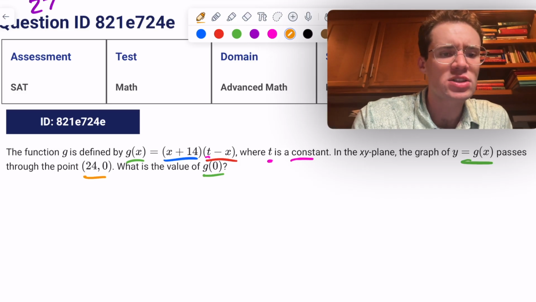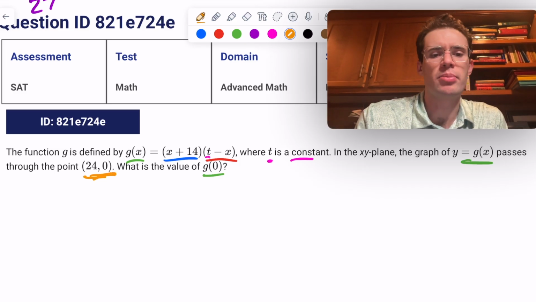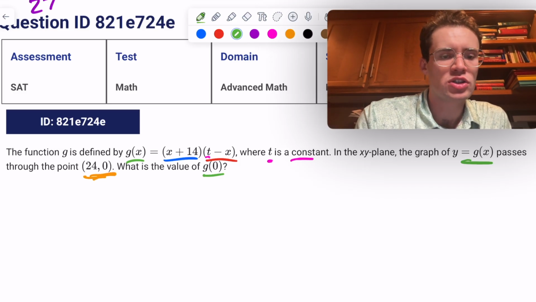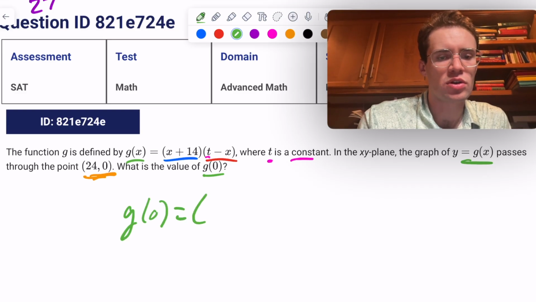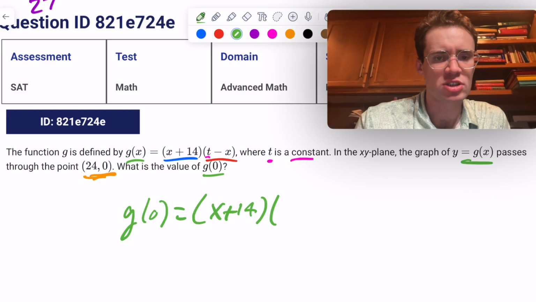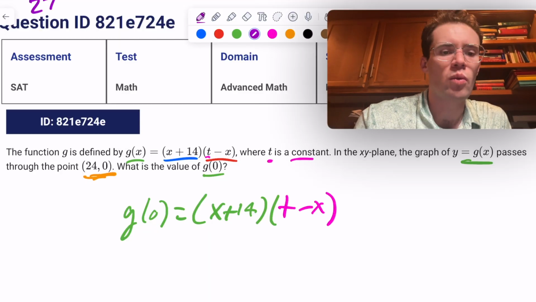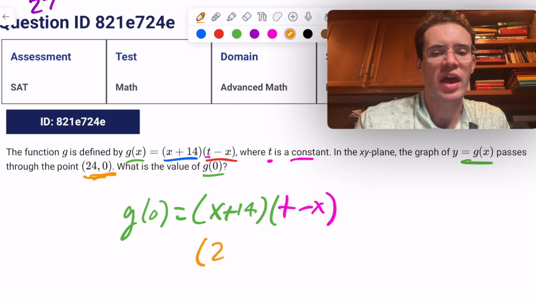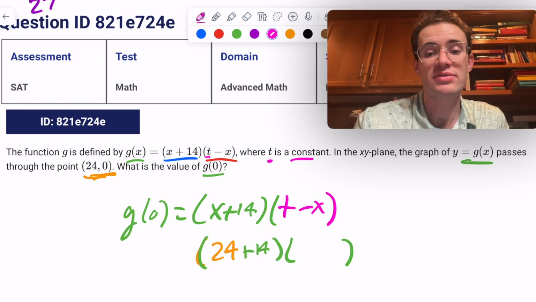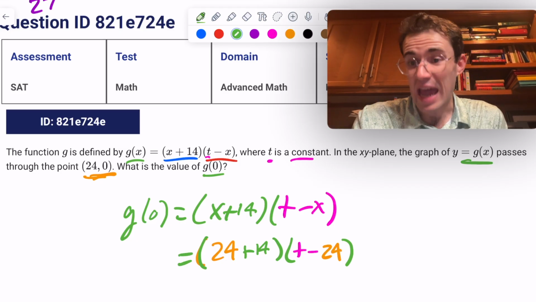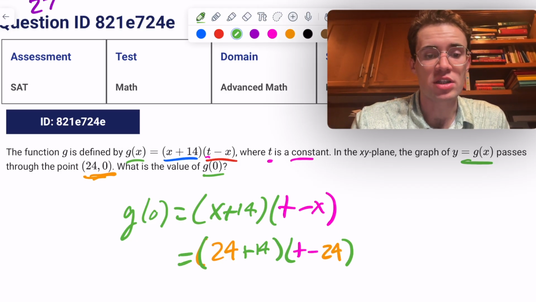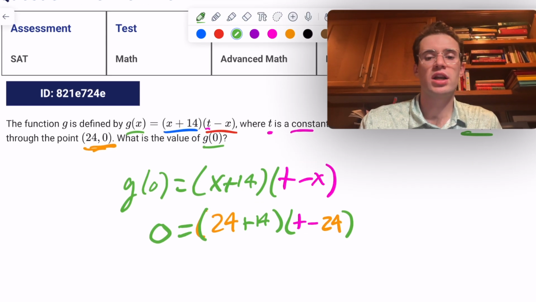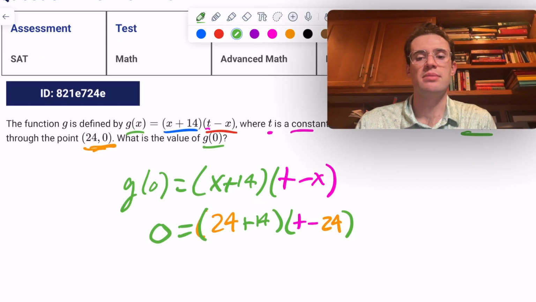So first, let's plug in this ordered pair that we have. So when x is 24, the output is 0 into this g function. So we'd say g of 0 is equal to the quantity x plus 14 times the quantity t minus x. When x is 24, so plug in 24 for each of these x's. So instead of x plus 14, it will be 24 plus 14. Instead of t minus x, it will be t minus 24. And that will give us an output, so g of x value of 0. Right, so 0 equals the quantity 24 plus 14 times the quantity t minus 24.